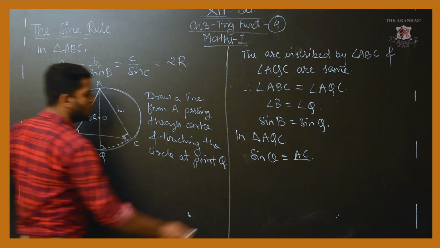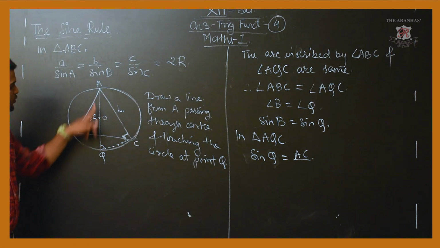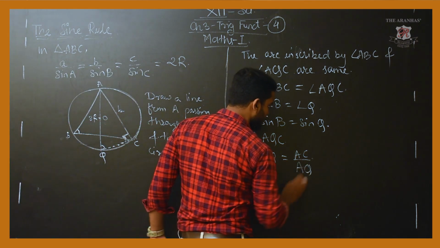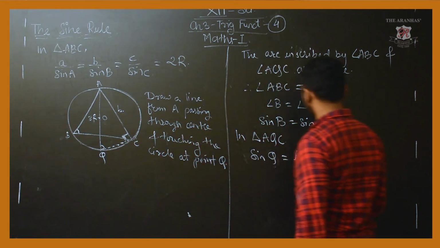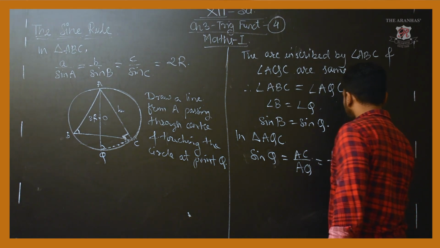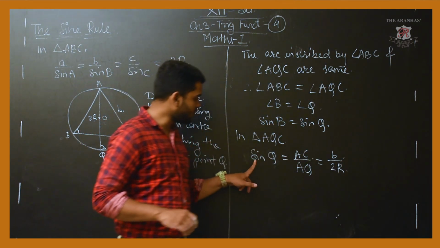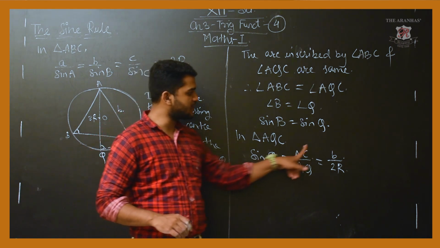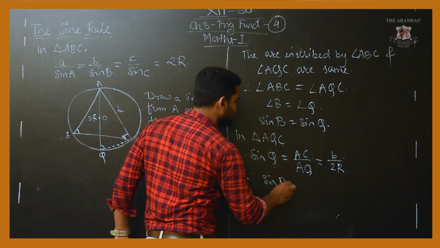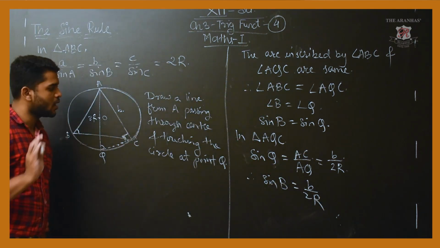So sine of Q is opposite upon hypotenuse. So opposite to this is AC, and what is hypotenuse? AQ. Correct? But we know the length AC is nothing but b, and AQ is nothing but 2R. But here if you observe, sine B is equal to sine Q. But we got to know the value of sine Q. Sine Q is nothing but b upon 2R. So therefore, what I can conclude is sine B is equal to b upon 2R. Understood till here? Okay, excellent.